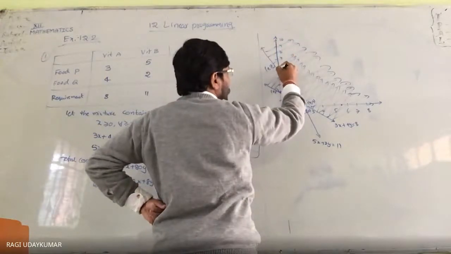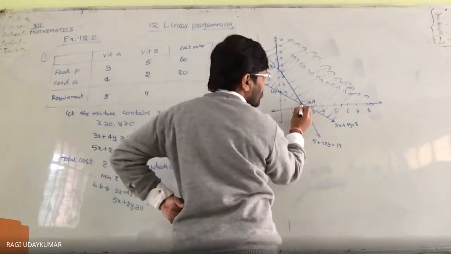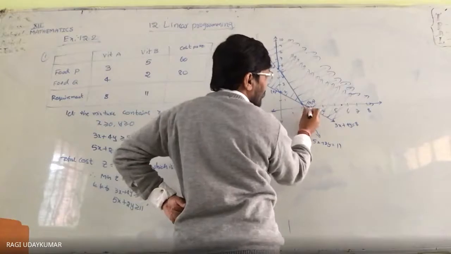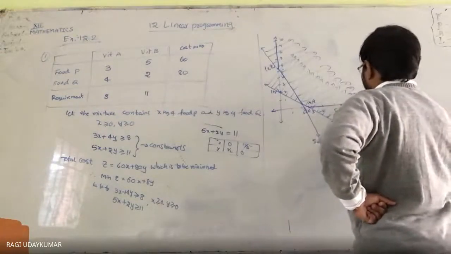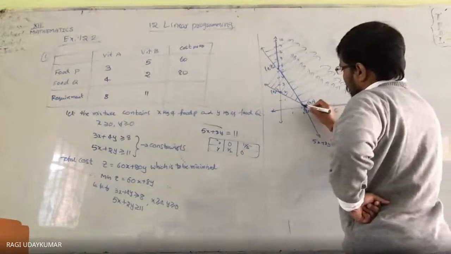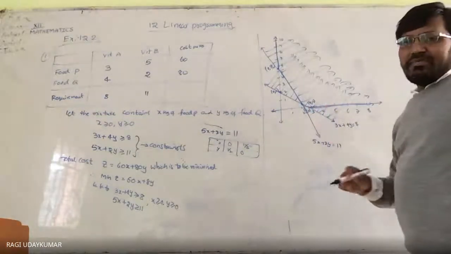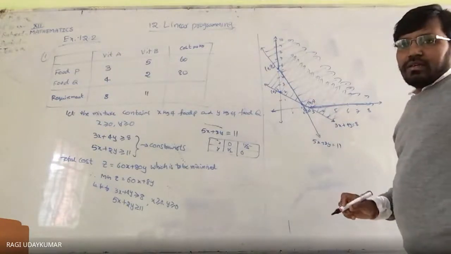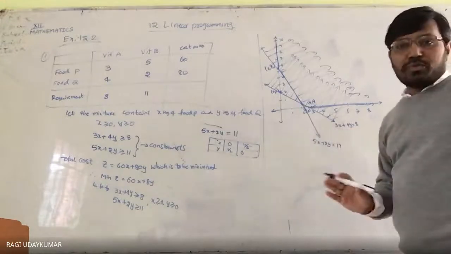This is the point, and this is the point. Here, this is the point, and this is another point you have, and next this, so we don't know this point. We can identify this in the graph, but you can identify this point by solving these two equations. These two equations are intersecting at this point.